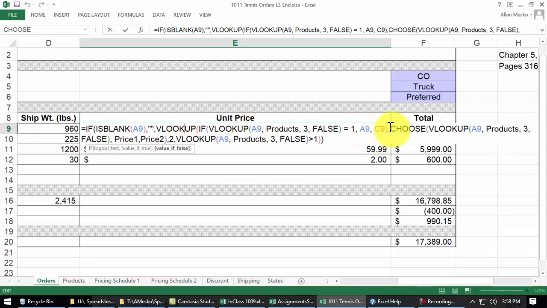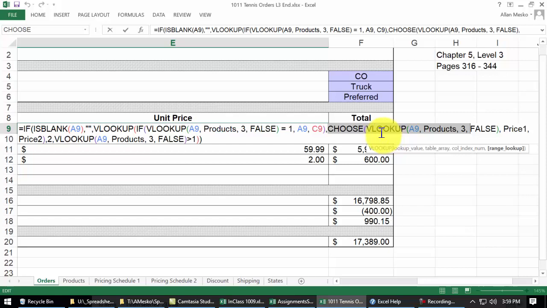And then the next thing is what table are we going to look in? Well, this says choose either price 1 or price 2 based on what number you get when you look that up. If you get a number 1, then look it up in price 1. If you get a number 2, then look it up in price 2. And regardless of what table we look in, we're going to want to get back column 2.